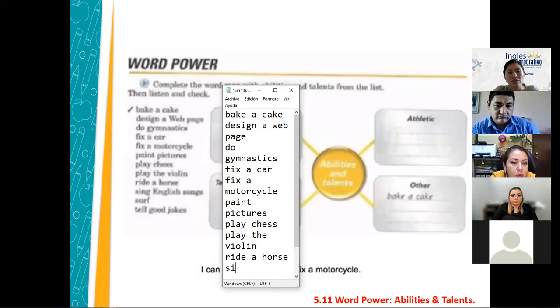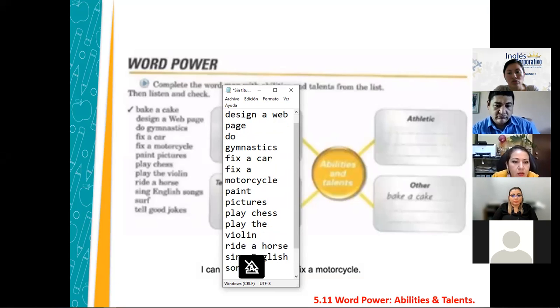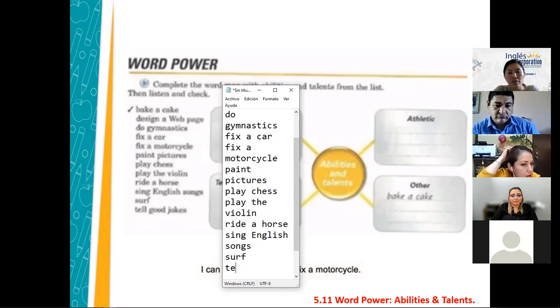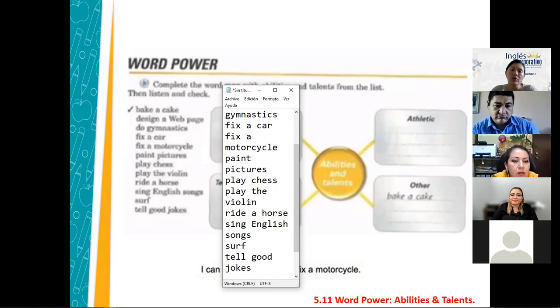sing the song. Ay, ya me sentí mal. No le atino ninguna, solo bake a cake. English song, surf and tell good jokes. Right. So there you have some of the abilities and talents.